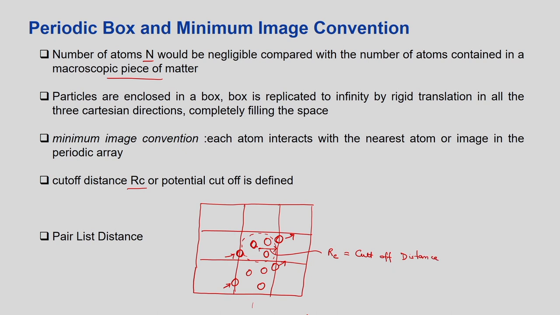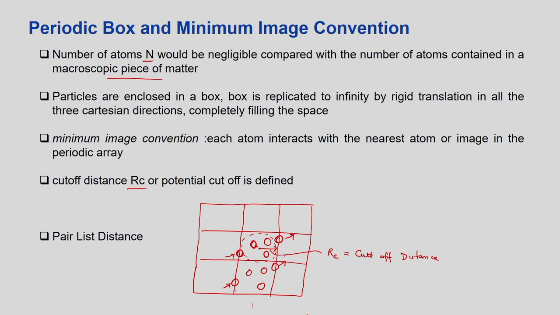So, what does this cutoff distance mean? It is that particular sphere through which all the interaction has to be made. So, if any atom is coming into the box, some atom has to leave the box, so as to maintain the number of atoms in the central box to be constant.